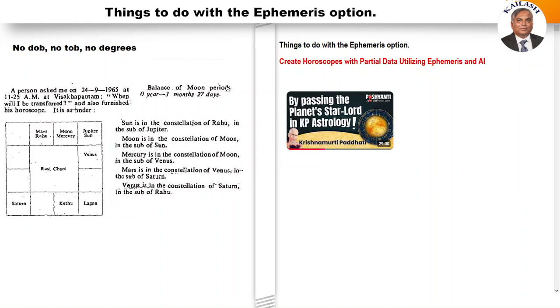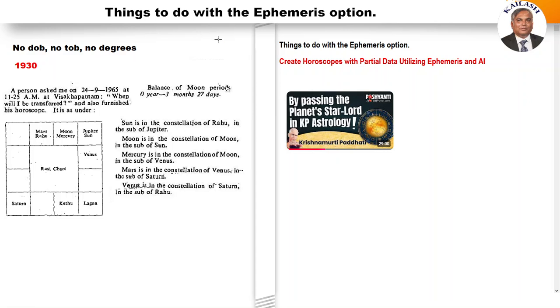The first thing was that since he mentioned this person came in 1965, I thought this person must be married, must be in some kind of government job, expecting a transfer. That is what he has mentioned. So I said, let me start with the year 1930. This is my reference here.